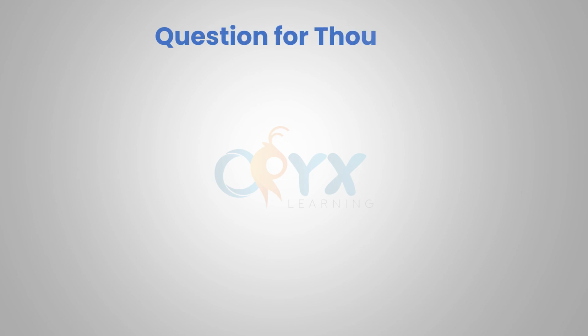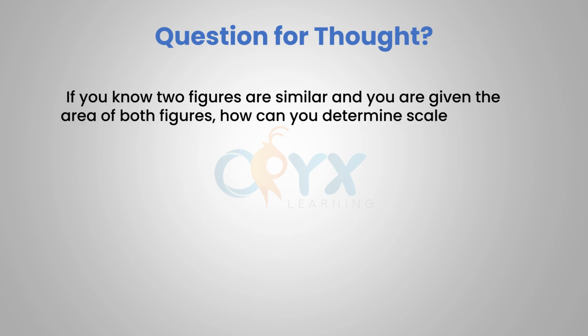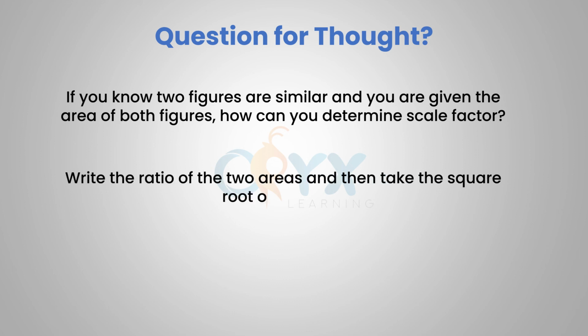Now back to our original question. If you know two figures are similar and you are given the area of both figures, how can you determine scale factor? Write the ratio of the two areas and then take the square root of the ratio.